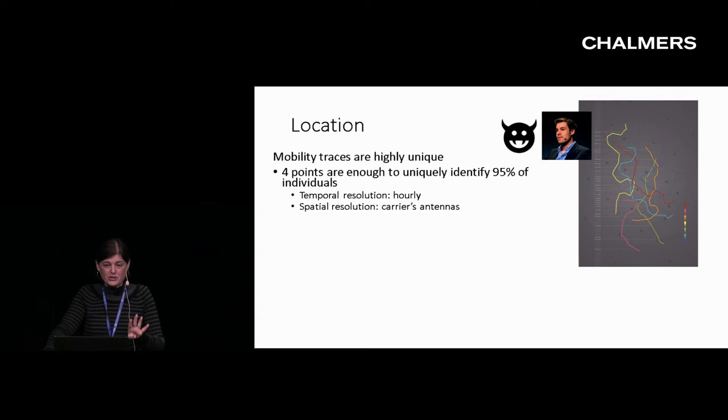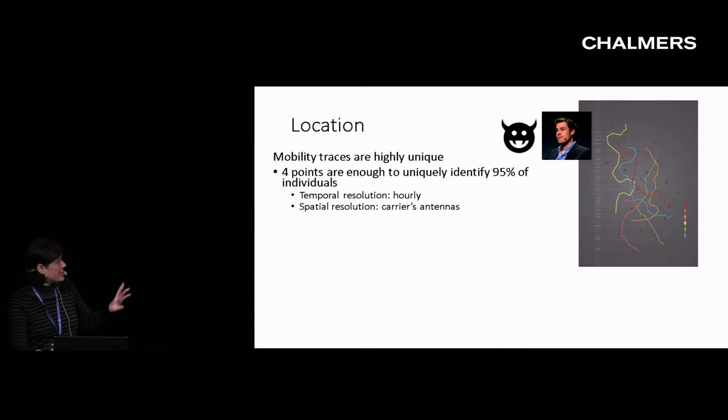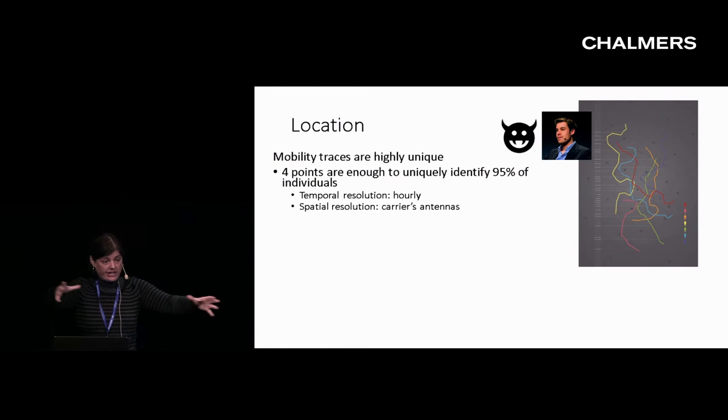So 95% of individuals become unique if you just take four data points. And it's not even very precise data points. It's a resolution within an hour, and a spatial resolution, which is the carrier antenna, which is not like a GPS coordinate. It's much broader than that.